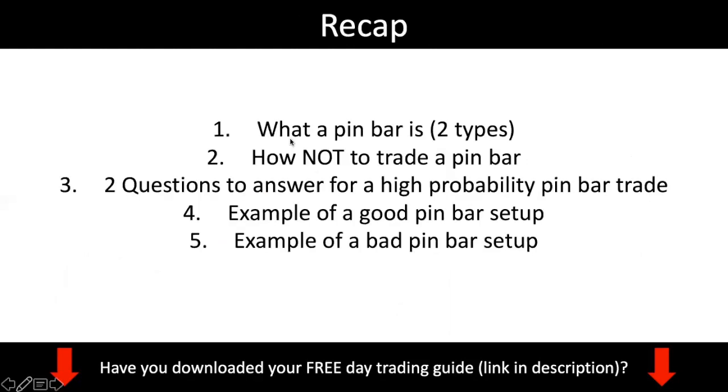So just a recap. I talked about what a pin bar is. I talked about the two types. One is a rejection of a strong level. The other is a flush of a support resistance level. I also showed you how not to trade a pin bar. Hopefully after this video, you will not make this mistake. Do not blindly trade every single pin bar without considering the market context. I also talked about two questions to answer, which is basically to ask yourself, what's the market condition? Is there a trend? Is it consolidating? And is there a pin bar setup that is in alignment with the market condition? Then I also showed you the example of a good pin bar setup as well as an example of a bad pin bar setup.